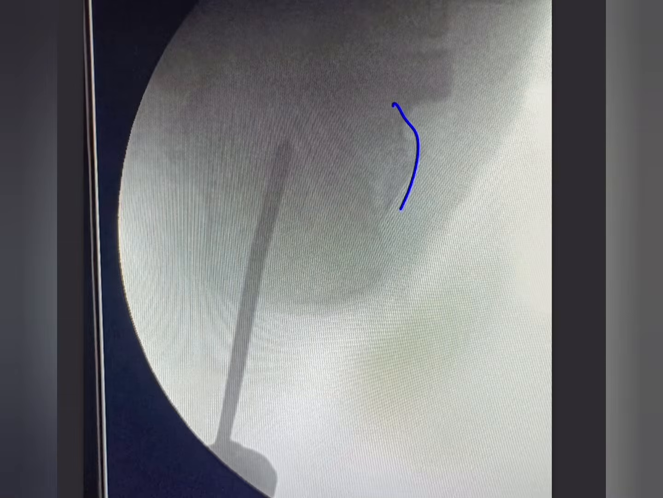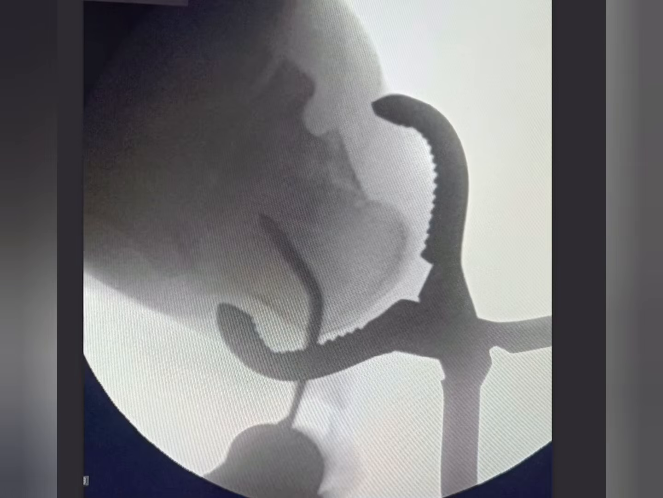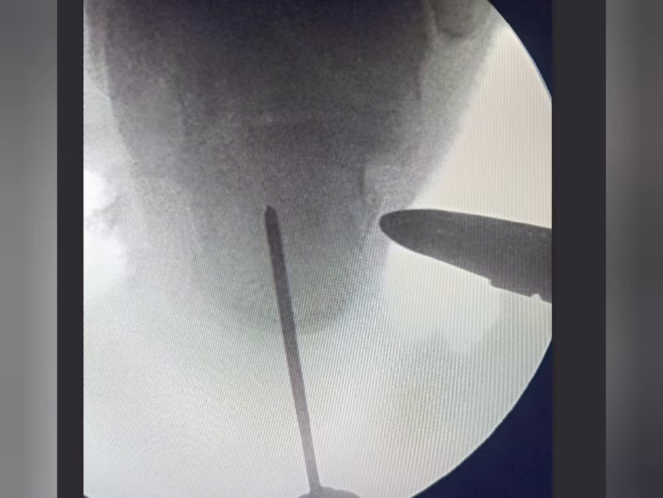Okay, heel widening. As you can see, there is heel widening. So multiple maneuvers can be used. You can use some blunt end. You can use a hammer or you can use a clamp. Usually these clamps, patellar clamps or these types of clamps, also work wonders in reducing the heel widening. Or you can also use something blunt end.